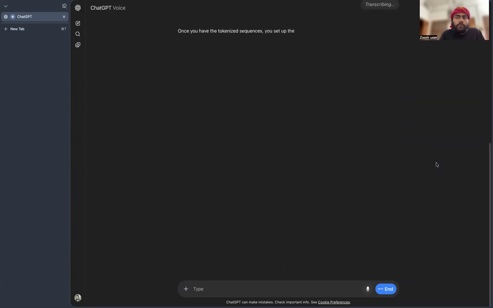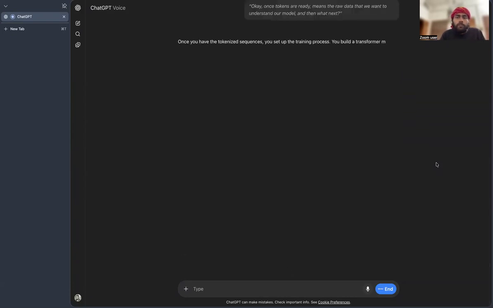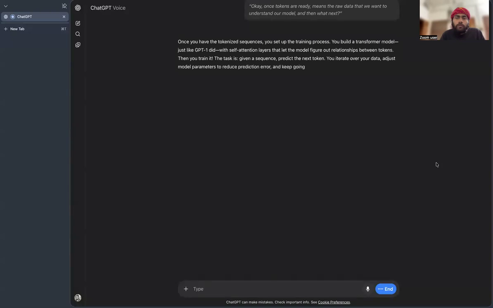Once you have the tokenized sequences, you set up the training process. You build a transformer model, just like GPT-1 did, with self-attention layers that let the model figure out relationships between tokens. Then you train it. The task is, given a sequence, predict the next token. You iterate over your data, adjust model parameters to reduce prediction error, and keep going until it learns meaningful patterns. And finally, you'll have a language model that generates text based on what it's learned.